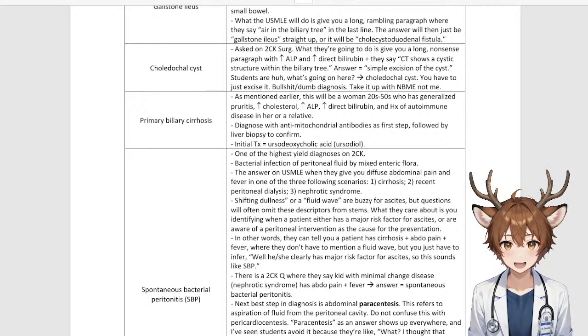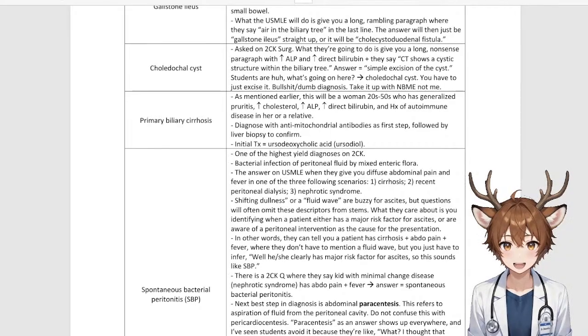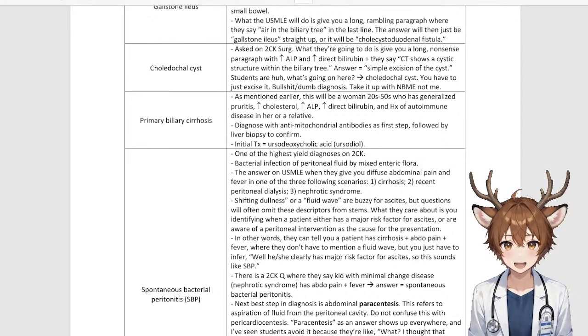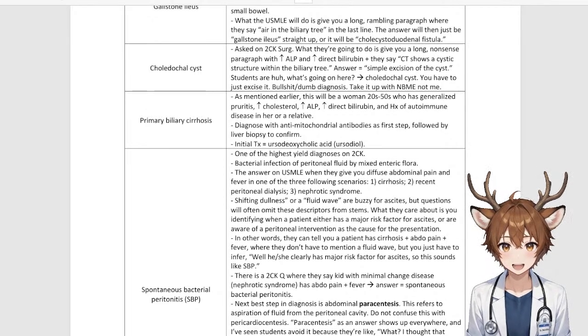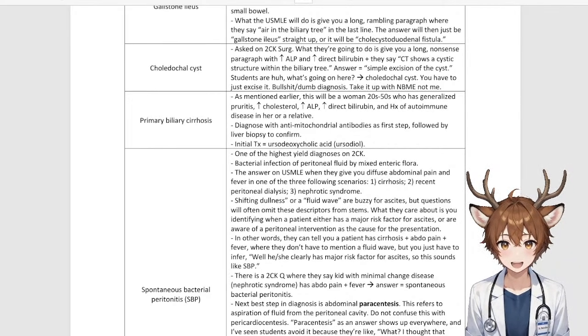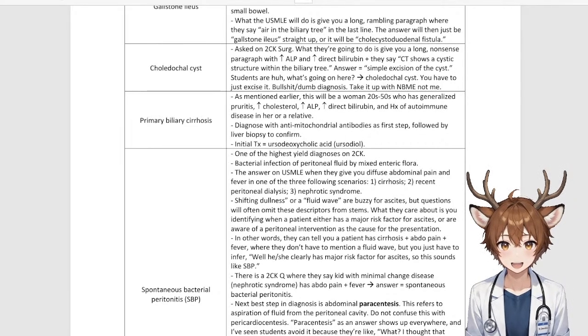So again, it will have elevated ALP and elevated direct bilirubin. So you're thinking, oh, maybe it's some sort of obstruction, whatever. So you have elevated ALP, elevated direct bilirubin, and they say, oh, but the CT shows a cystic structure within the biliary tree. Think about it, you have to go for a simple excision of the cyst. It's kind of ridiculous, but whatever.